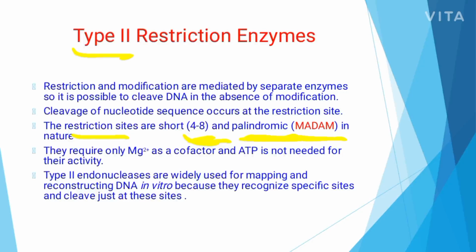So, for this cleavage function, they require cofactors like magnesium. Just this one cofactor, magnesium itself, is enough. No more energy, that is ATP, is required for this cleavage. So, it is highly economic in function. Then these type 2 endonucleases are most commonly used in gene cloning experiments because of their high specificity in cleavage functions.